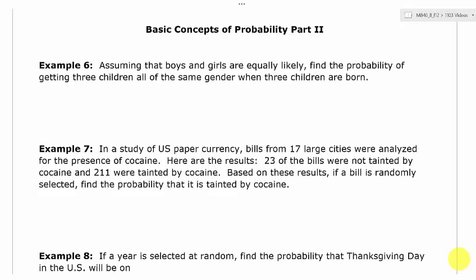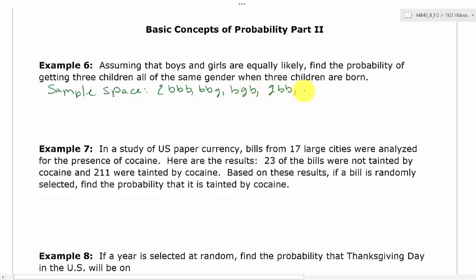The first one is to look at your sample space. And we had this sample space written out earlier, so it's boy, boy, boy; boy, boy, girl; boy, girl, boy; girl, boy, boy; boy, girl, girl; girl, boy, girl; and girl, girl, boy; and the last one is girl, girl, girl.